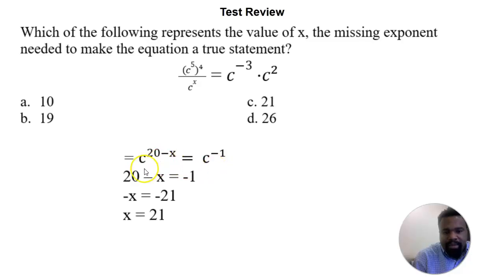So you see what we did here? All we did was we ignored the base. Now we just solve for x like we would a normal equation. You want to get x by itself. So you do the inverse operation. Subtract 20 on both sides. You get -x equals -21. But we don't want a negative variable, we want a positive variable. So what we need to do is divide both sides by -1. And we see that x equals 21.